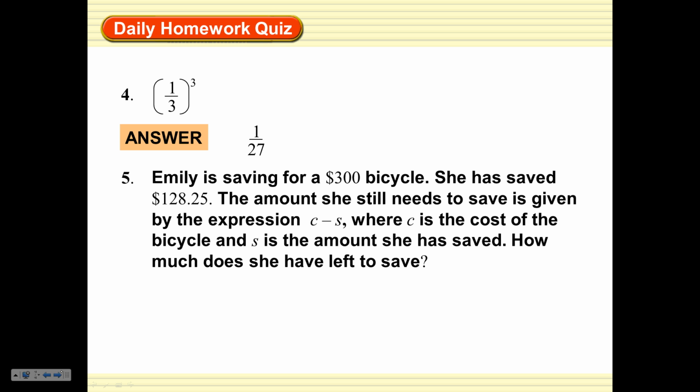And your last daily homework quiz. Emily is saving for a $300 bicycle. She has saved $128.25. The amount she still needs to save is given by the expression C minus S. So there's an important part. There's your expression, C minus S, where C is the cost and S is the amount saved. How much does she have left to save? So I'm not going to give you the answer to this one. It's pretty easy. Substitute in your values and solve your expression. Okay, that is the end of the video. Thank you.